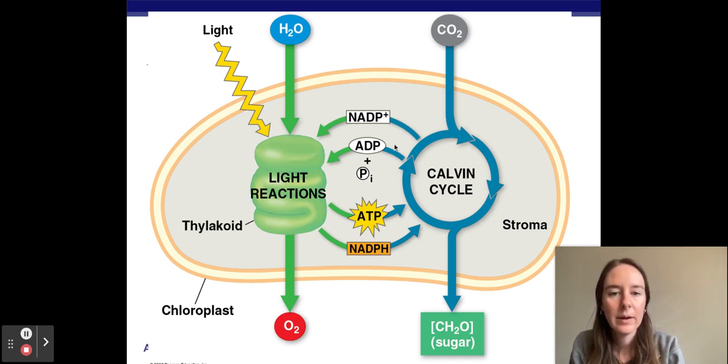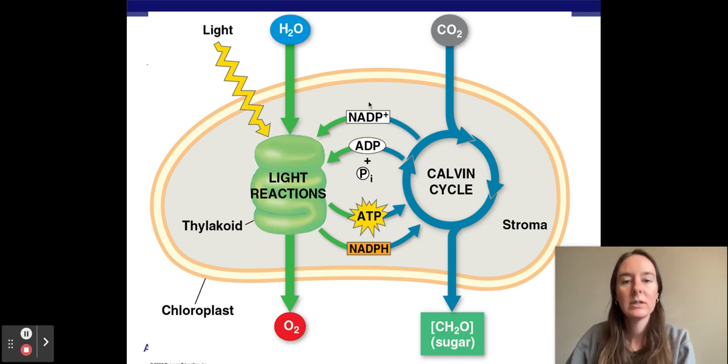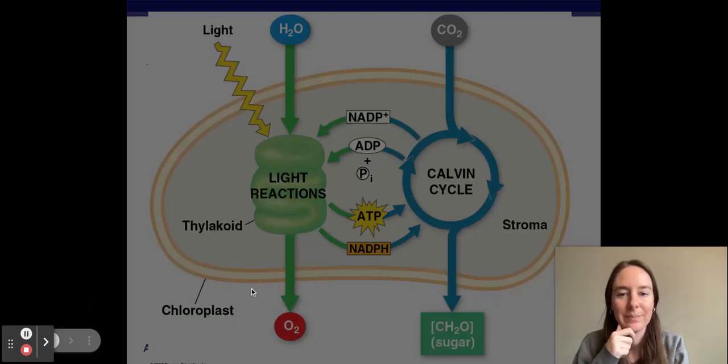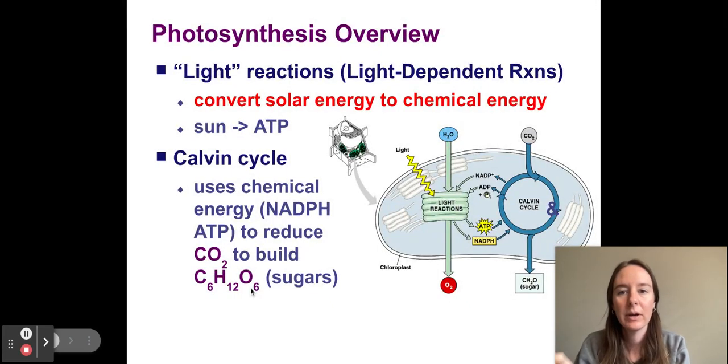And these low-energy molecules, NADP plus and ADP, this is our oxidized version of NADPH. It's lost its electrons, it's lost its hydrogens. And here's our lower energy form of ATP. We've lost the inorganic phosphate. So now this is going to get recharged by this reaction, and then it will be like a cycle. We'll come back to this side in a second, but in this video, we're going to focus on the light reactions.